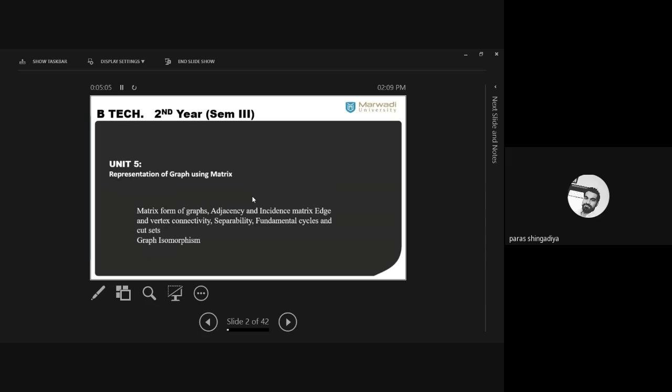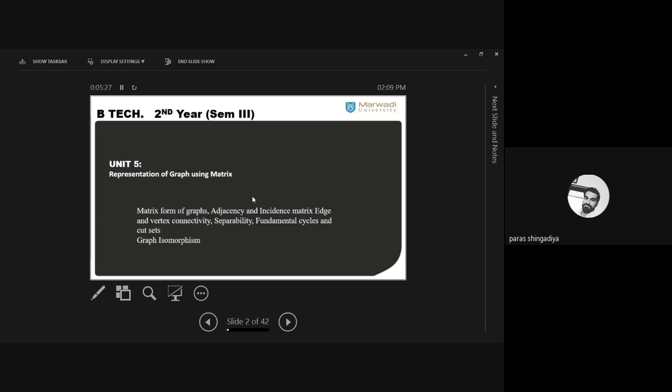So in place of that, we'll use matrix theory, that means the matrix of the graph. Without drawing the sketch, we'll enter the data of the matrix into the computer and we can easily generate our required graph as per the data of the matrix. So that is the use of matrix theory in graph theory.